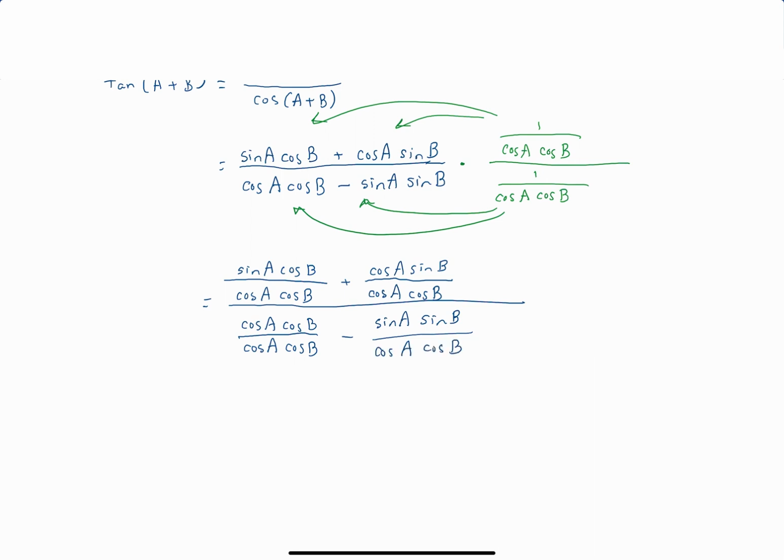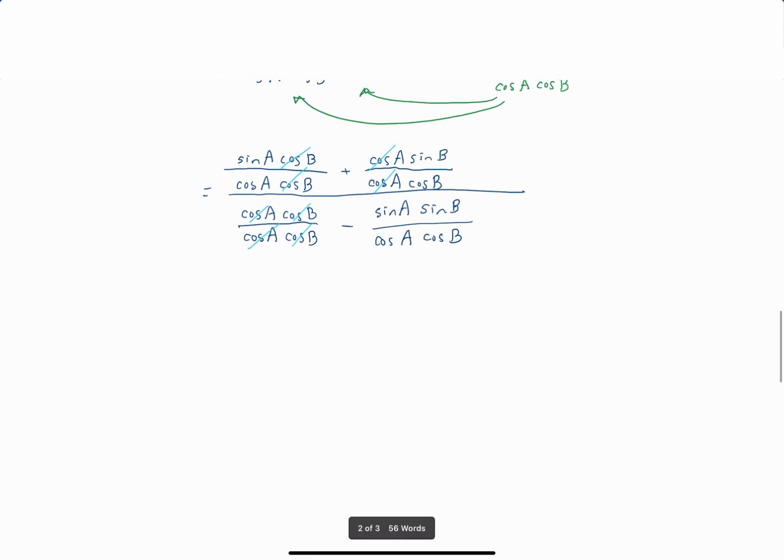Now, stuff's going to start canceling here, right? So like on top, those two cosines of B's cancel. In the upper right, the cosine of A's cancel. The lower left, everything cancels. And that's all the cancellation. So let's write down a clean version of what we've got.